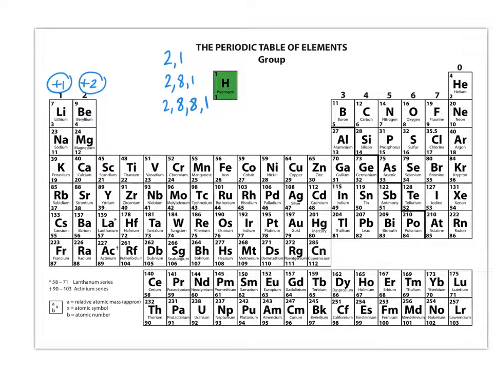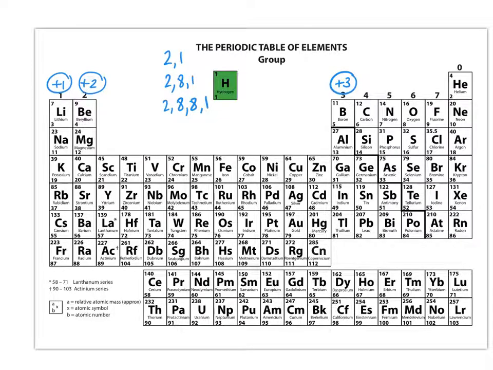So the ions in group 2, they all form ions with a charge of plus 2. Group 3, they all have 3 electrons in their outer shell, so they have to lose 3 electrons and have a charge of plus 3. You should be writing these charges on your periodic table if you haven't already done so.